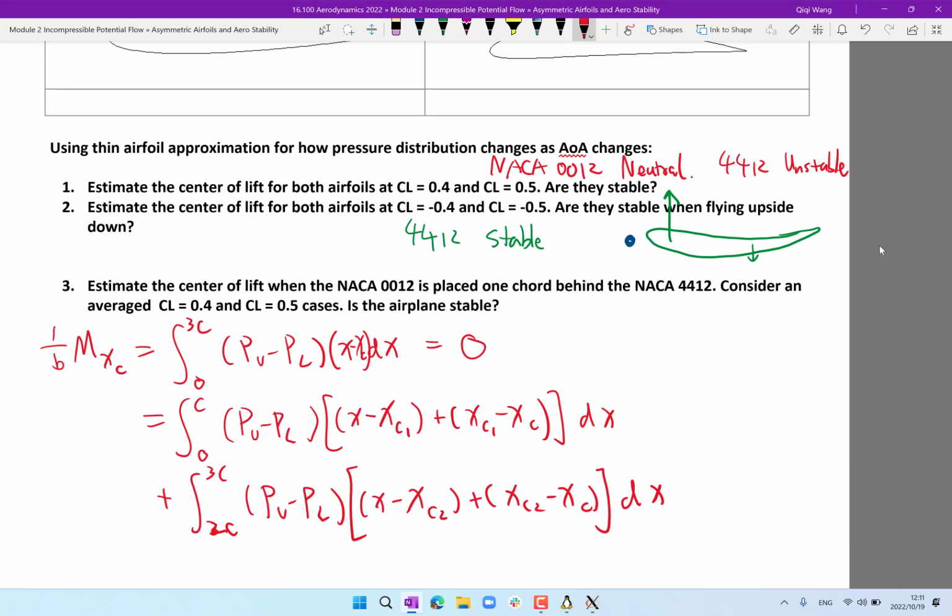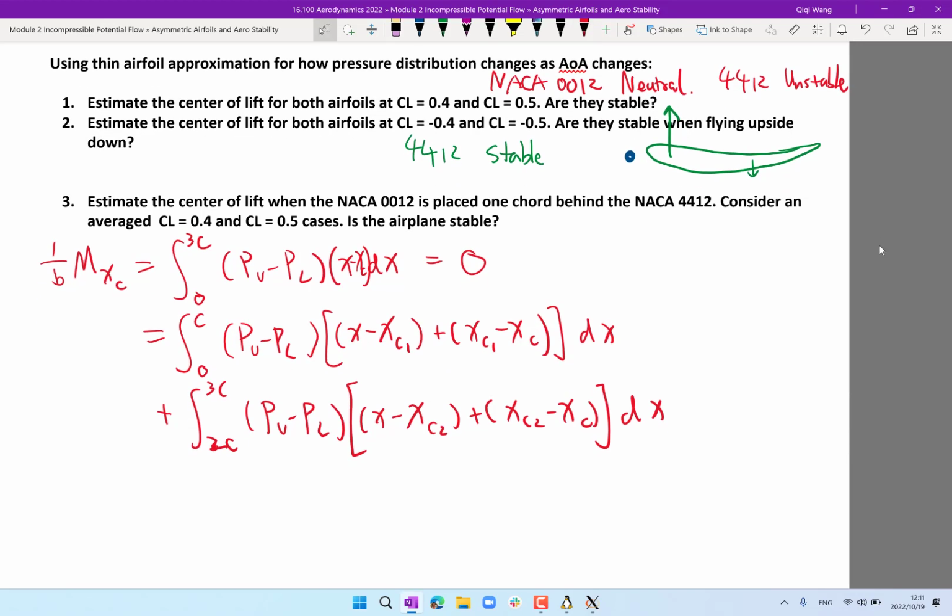Why are we splitting it like that? We are splitting this term like that because if we look at only the first term, x minus xc1, when we multiply with the pressure difference and integrate, we know the integral is going to be what?